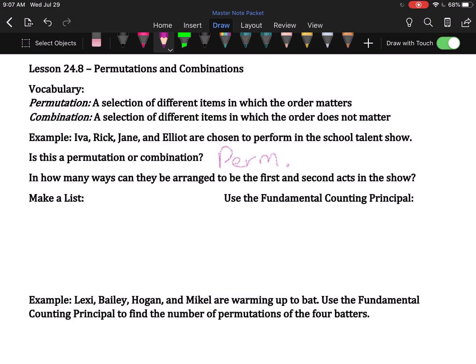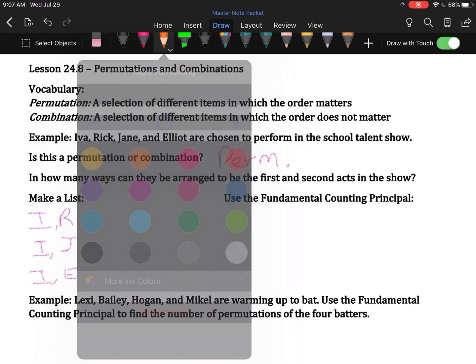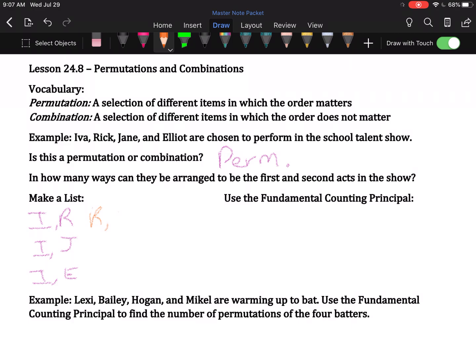Well, we could make a list. For example, Iva could be first, and Rick could be second. Or Iva could be first, and Jane could be second. Iva could be first, and Elliot could be second. Or, Rick, let me actually change colors so that'll make it a little easier to read this. Rick could be first, and Iva could be second. Rick could be first, and Jane could be second. Rick could be first, and Elliot could be second.